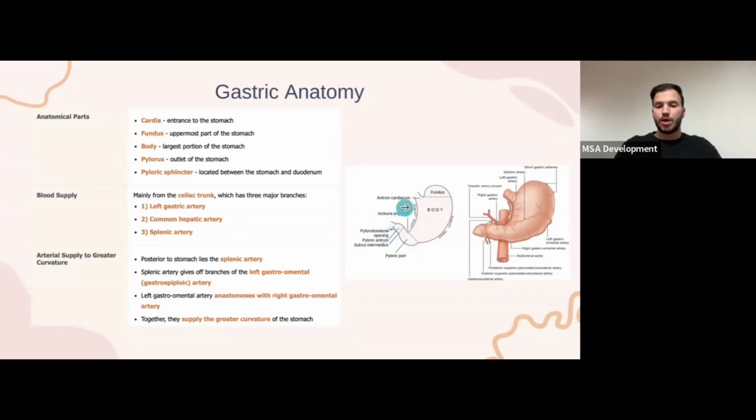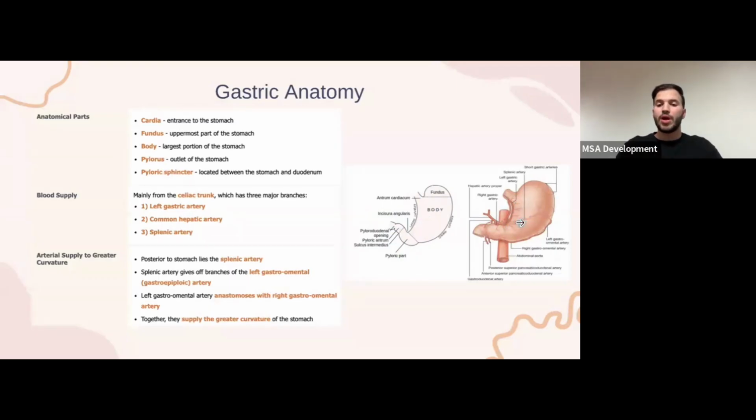Then we have the blood supply, which comes mainly from the celiac trunk, okay? And we have three major branches. First, it's the left gastric arteries, which are here. Then we have the common hepatic artery or hepatic artery proper. And then we have the splenic artery, which is, as you can see it here, behind the stomach.